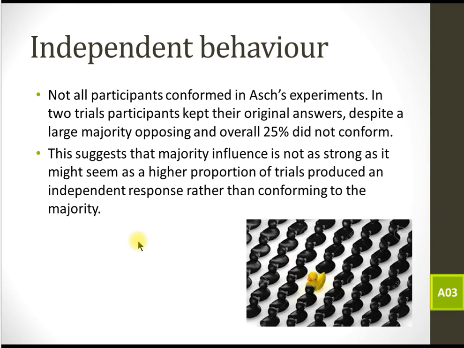Independent behaviour. One criticism of Asch's experiment is that it focuses on those who conform, but those who conform were actually the minority, 37%. 75% conformed on at least one trial, but crucially 25% never conformed on any trial. And on average, around 60% didn't conform. This suggests that majority influence is not as strong as it might seem.